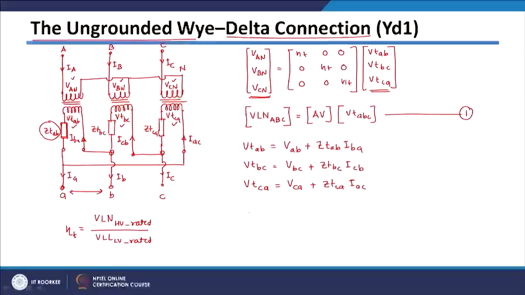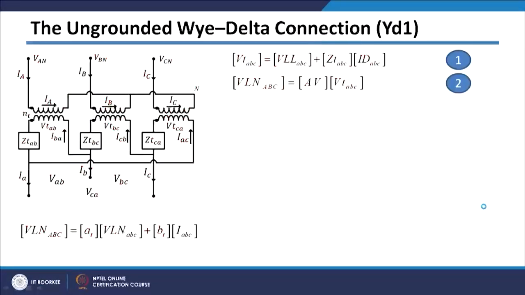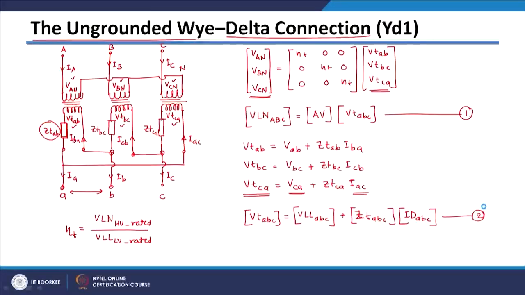Now if you write them in matrix format, these voltages are VTABC, which will be equal to the line to line voltages on the secondary side, VLL small abc, plus this matrix of impedances ZTABC multiplied by these currents. If you observe, they are IDABC, because these are your delta currents. Let us say this is expression number 2. So I am saying this is expression number 2 and this is expression number 1.